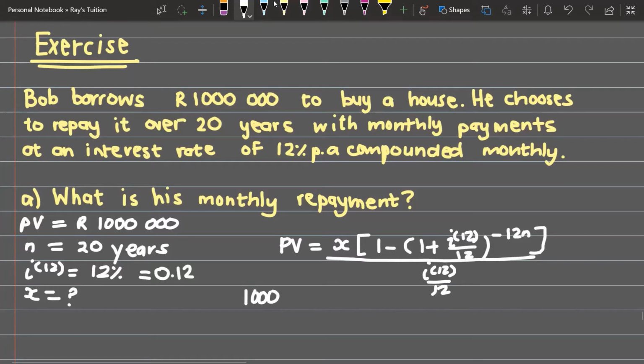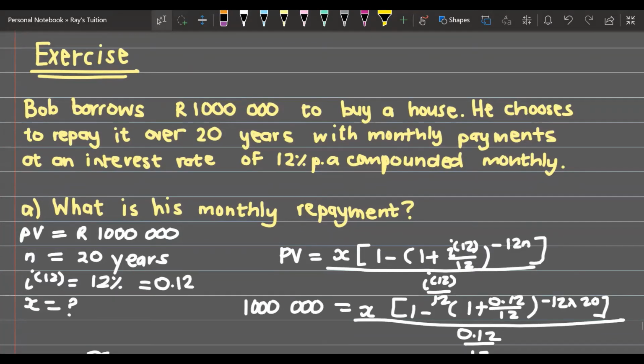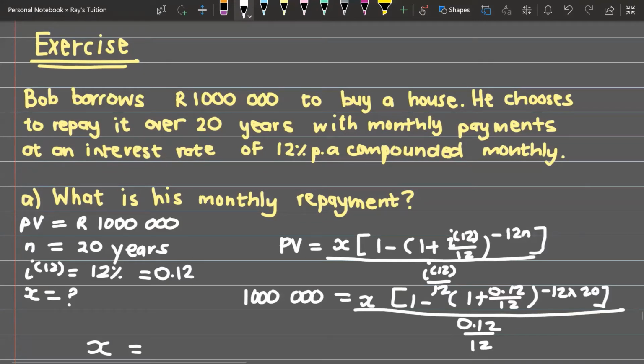So we're substituting. Minus 12 times 20, because it's 20 years, over 0.12 over 12. Oops, I'm running out of space, so I'll write it over here. Then we're going to solve for X by simplifying what's on the right-hand side of X and dividing both sides by it. So it's the million divided by that whole bit over there: the 1 minus the interest rate to the power of minus 12 times 20, all over our interest rate.